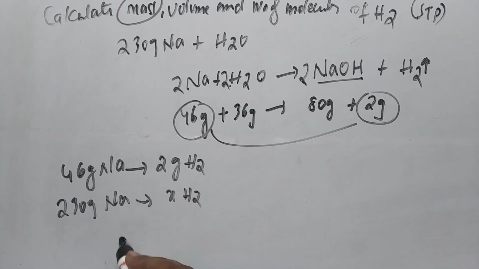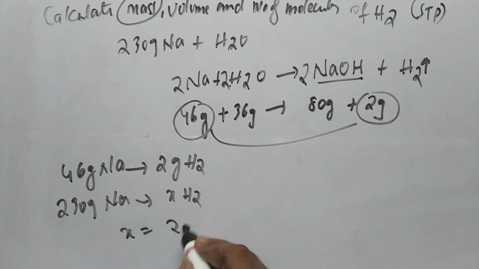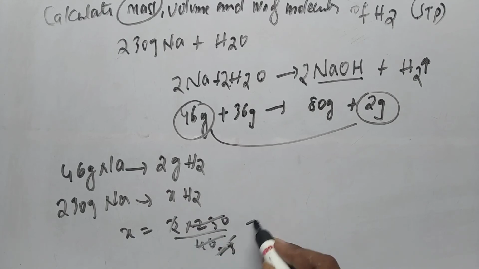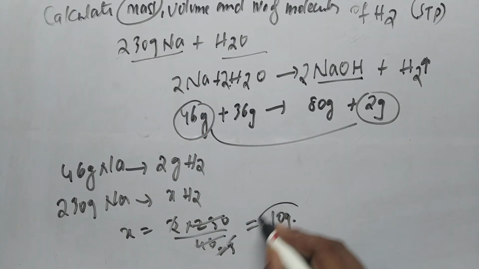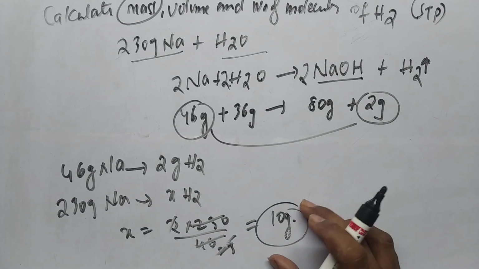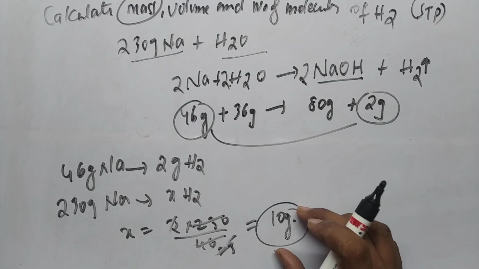So we'll cross multiply. So we'll get X is equal to 2 into 230 by 46. So we'll get the answer as 10 grams. Okay. So here we have calculated the mass: when 230 grams of sodium reacts with water, we'll get 10 grams of hydrogen gas. Now we have to calculate how much volume it will occupy.